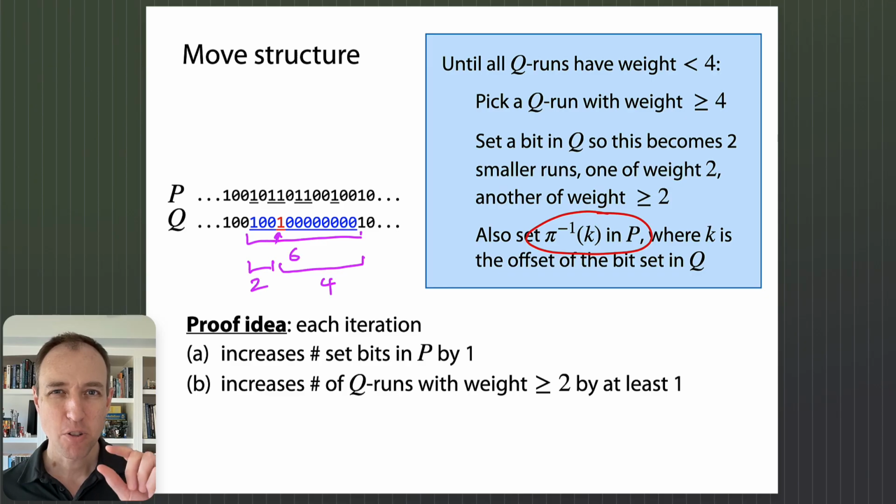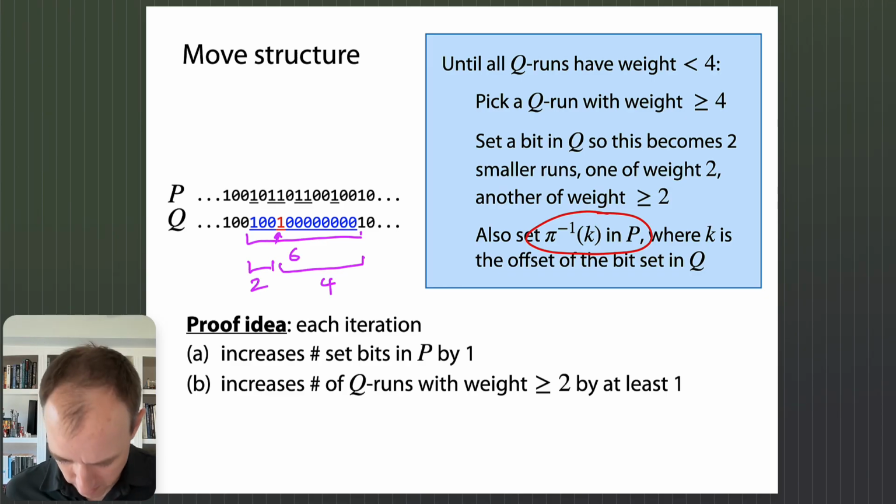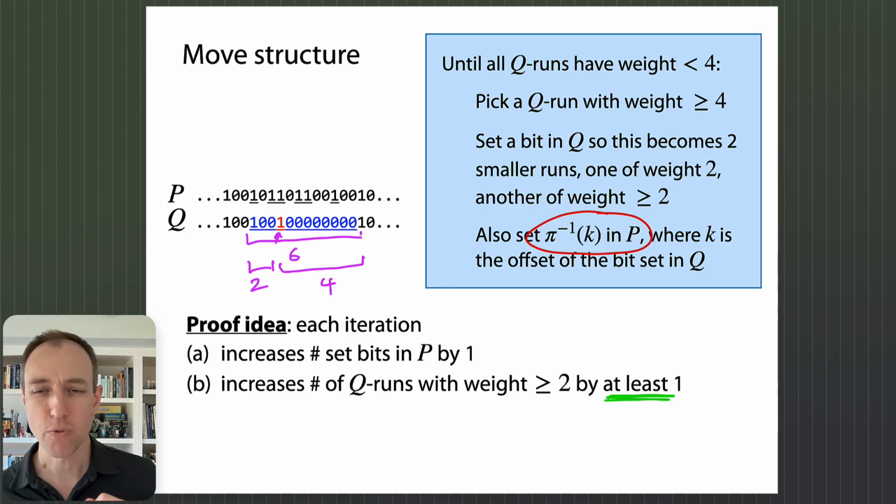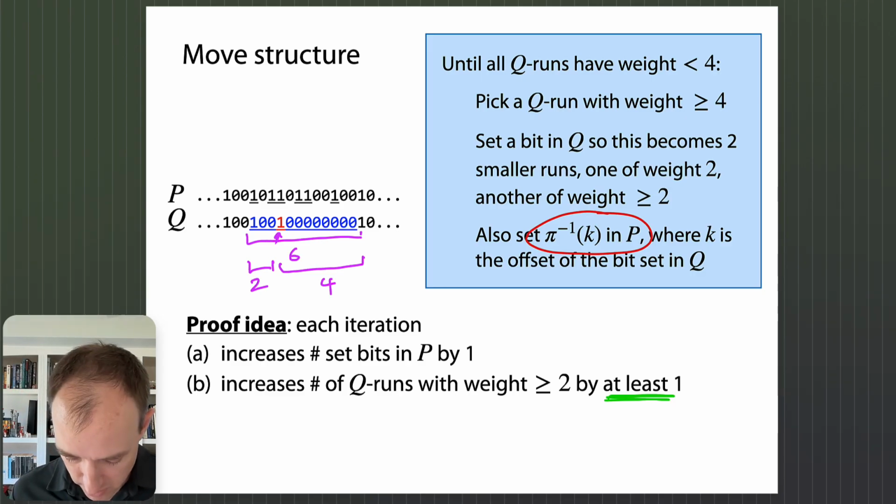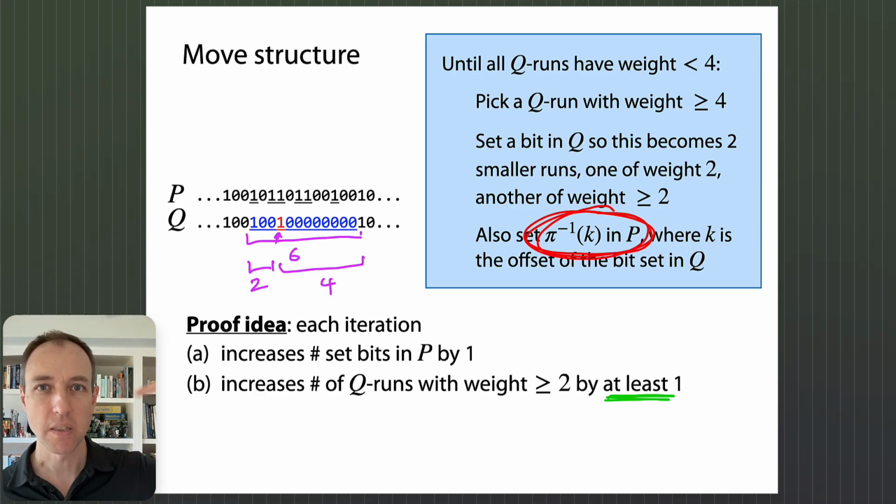And in fact, there's a small additional consideration that you have to think about, which is the reason why I have to use this phrase "at least" here, which is that when we go to do this very step here that we were just discussing, in other words, when we go to set the preimage of that bit in P, that might also, or that will also, increase the Q weight of some run somewhere, right?